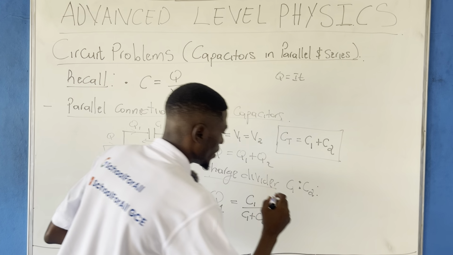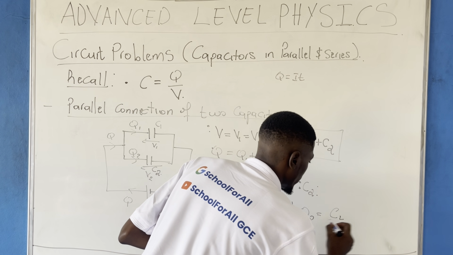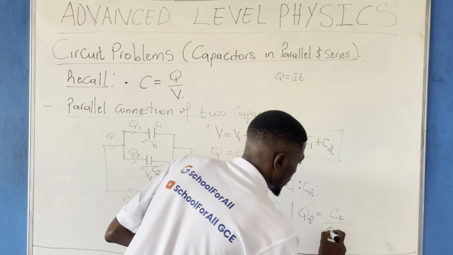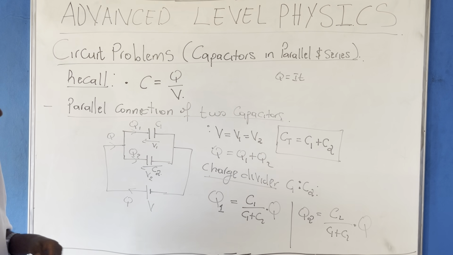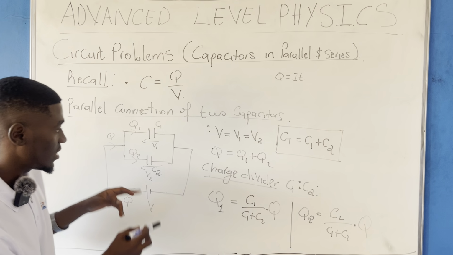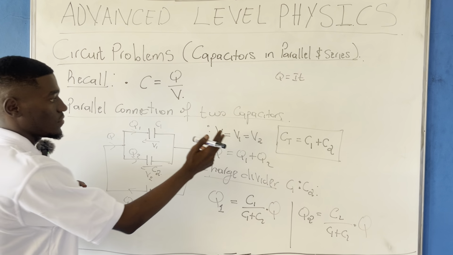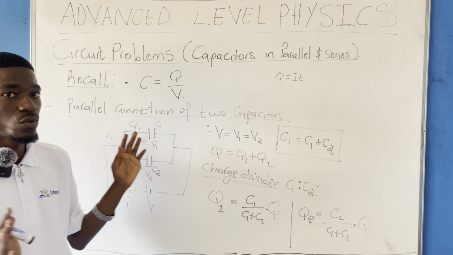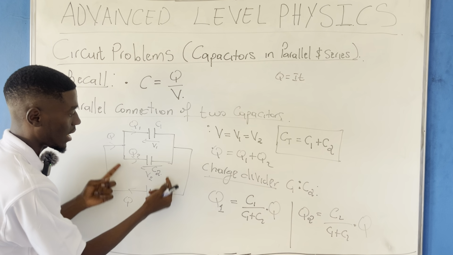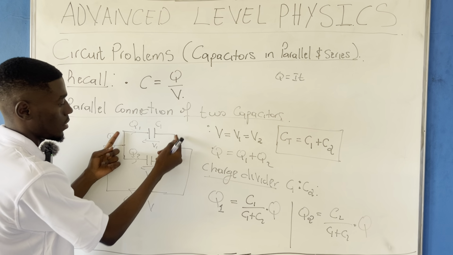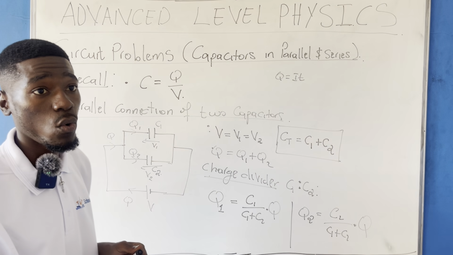So now if I want to find Q2, it will be simply equal to C2 over C1 plus C2 times the charge being shared, which is Q. So this is how I apply the charge divider to find the charge flowing on C1 and the charge flowing on C2. No need to find the charge on V1 and V2, because it's exactly equal to the PD across the cell since they are all in parallel. Okay, now I think this is the recall under parallel connection of two capacitors.